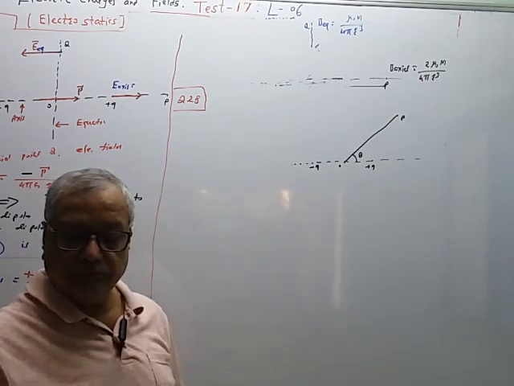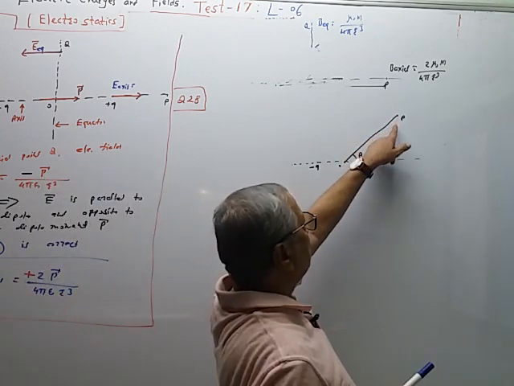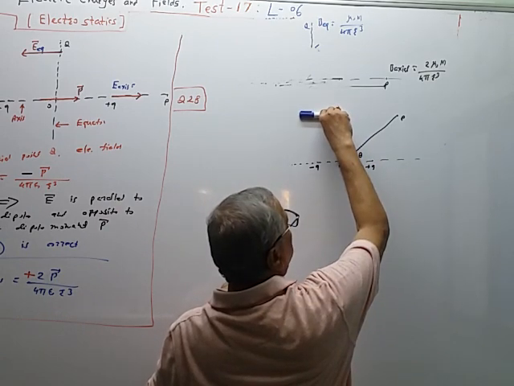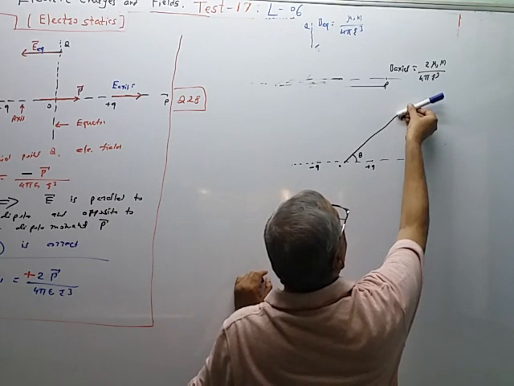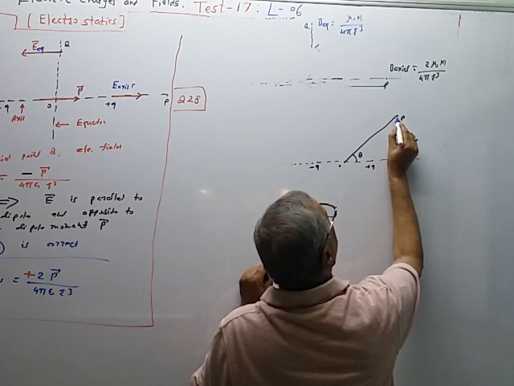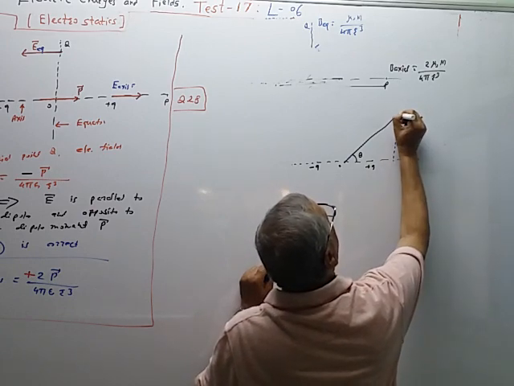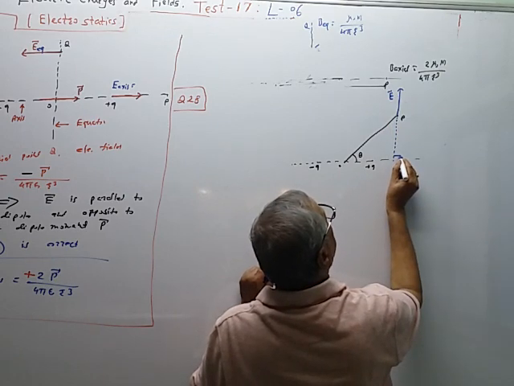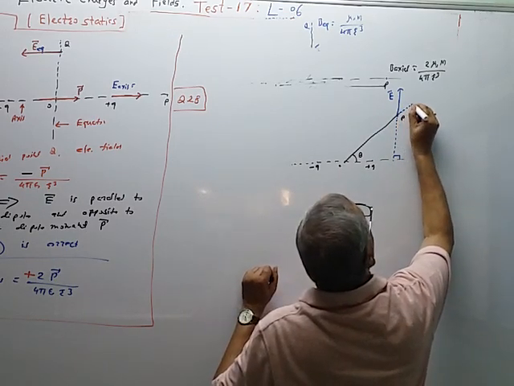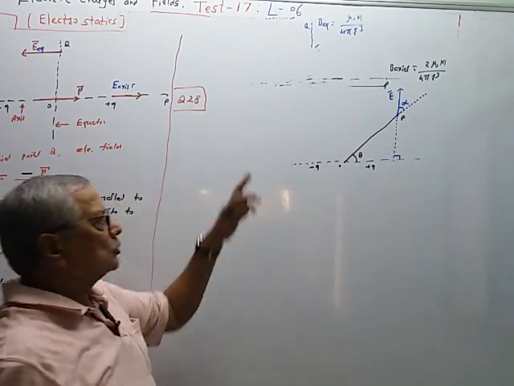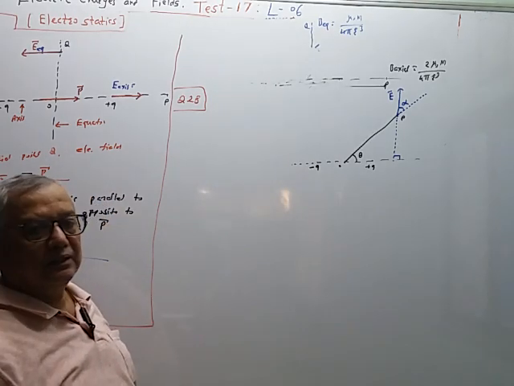Now at point P, the direction of the electric field is not along the axis, not parallel or opposite to the dipole moment. It depends upon the value of theta. So in our case, if we draw perpendicular, then the electric field intensity at point P is like this. It makes an angle 90 degrees. So if we extend this OP line, then this angle is denoted by alpha. So alpha and theta, they are related like this.